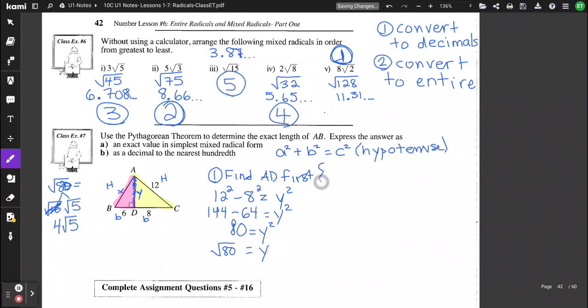So now I need to find a to b. So second step, find a to b. And that's on this triangle now. So now I know I've got square root 80 here. I've got to find x, and on the bottom I've got a 6. We're always going to use the entire radical form. You're not going to use the mixed one. Yes, we turned it to mixed over on the left. We're going to use the entire form, and I'll show you why.